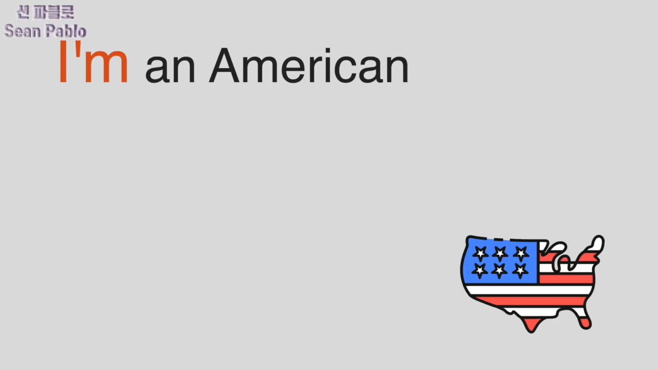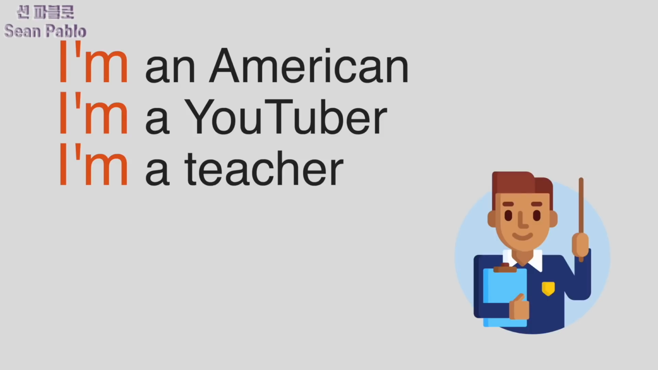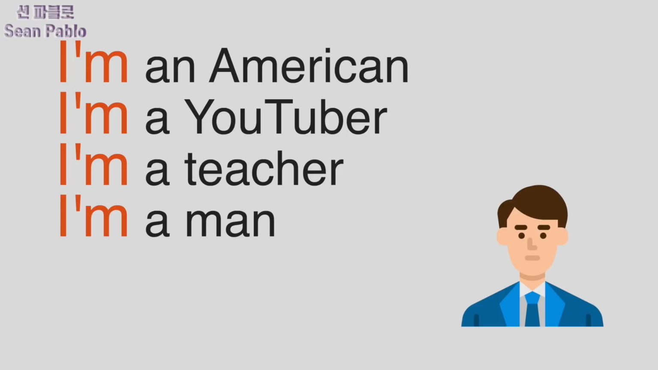Now I'm going to go over some more rules that you have to know. If you're talking about yourself or someone being a part of a group, you have to use a or an. I'm an American. I'm a YouTuber. I'm a teacher. I'm a man. And I'm a ninja.